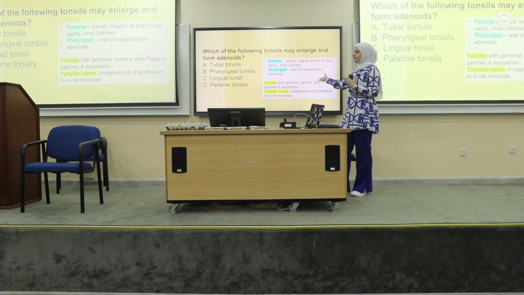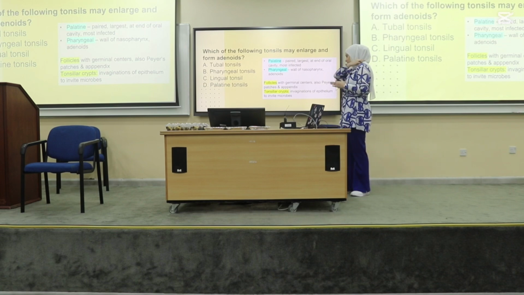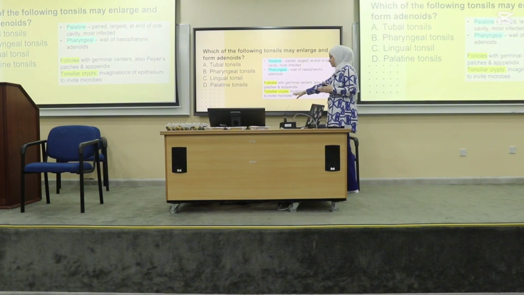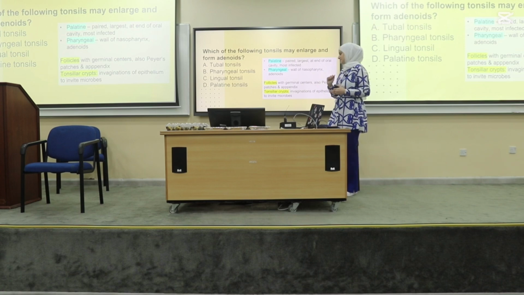MALT, mucosa associated lymphoid tissue, which includes tonsils, Peyer's patches, appendix, they're all what? Lymphoid follicles. They also have what? Germinal centers. They also contain B cells. So they're follicular. They also have some diffuse lymphoid tissue, but they all contain follicles. I'm saying follicles, that doesn't mean they don't contain T cells. They contain both. But remember, they have follicles.